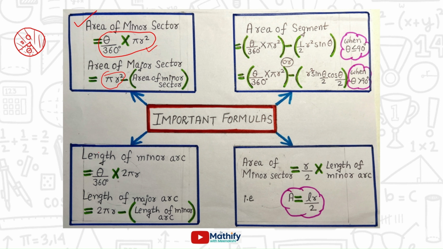Let's move to second formula, length of minor arc. Again, I will draw one circle for you. Suppose this is a circle with center O and radius r. If you have to find this length, that's length of minor arc, how you can find that? You can simply use formula theta by 360 into 2 pi r. This time you will write 2 pi r because we have to find the length of part of circumference.